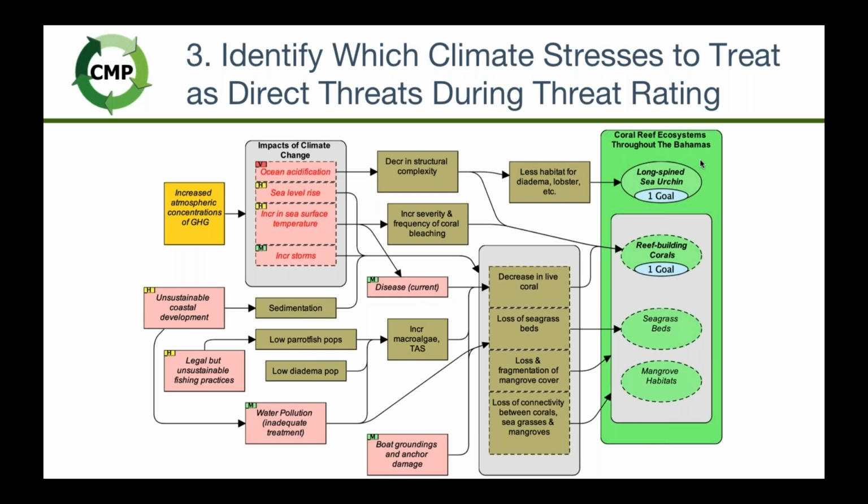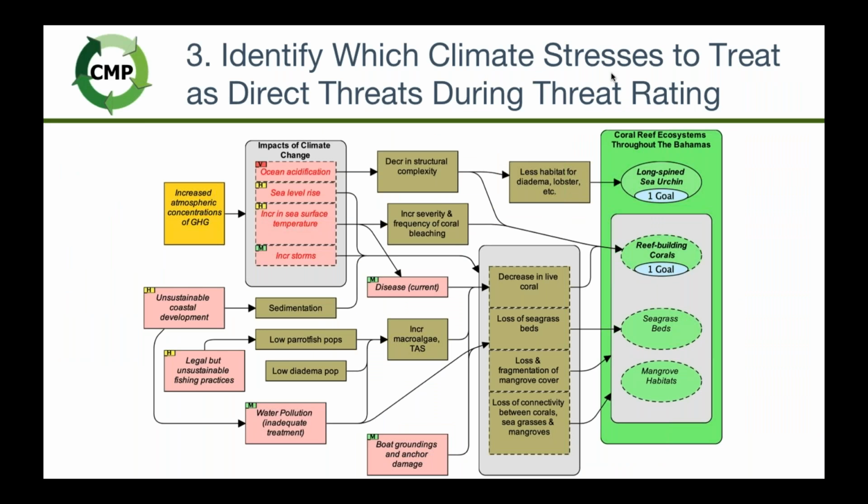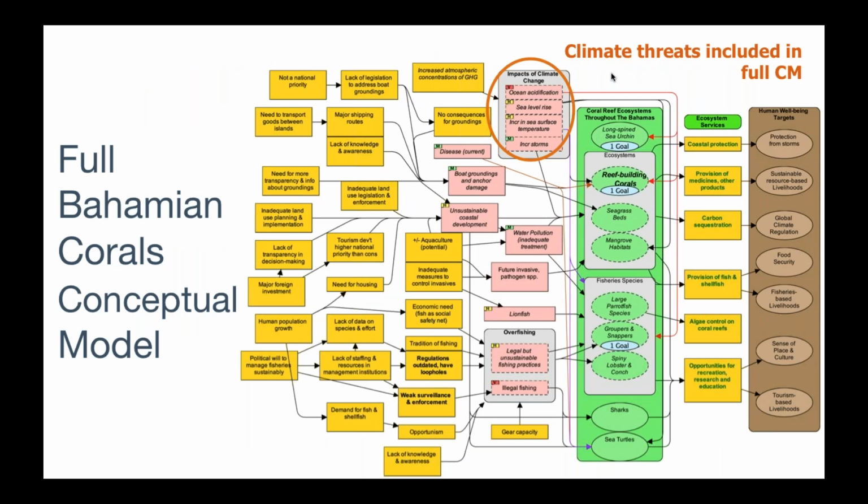So now we're going to go to their overall conceptual model. And here you can see that we've included the direct threats. We don't have all those stresses because this is their overall conceptual model, and it would be really hard to fit this on a page and use it as a communications piece if it had all those stresses. So we had the climate conceptual model separate for all that detail, and then just added the climate related direct threats into the overall conceptual model.